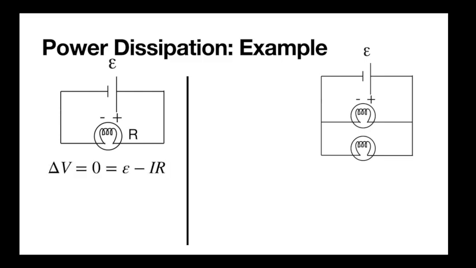So let's do our loop rule. Go across the battery, we get epsilon, and then across the light bulb, we get minus IR. And that has to add up to 0 because it's a loop. So that lets us solve, as we did before, for the current, which is just epsilon over R. Very specifically, what I did was add IR over here and divide by R. So that gives us the current.